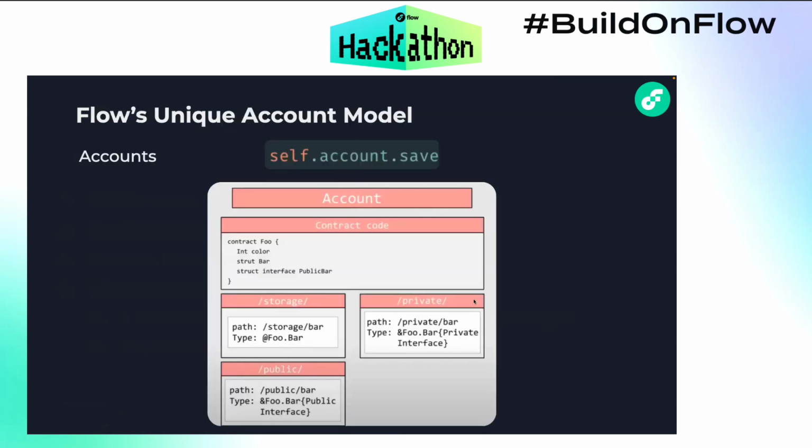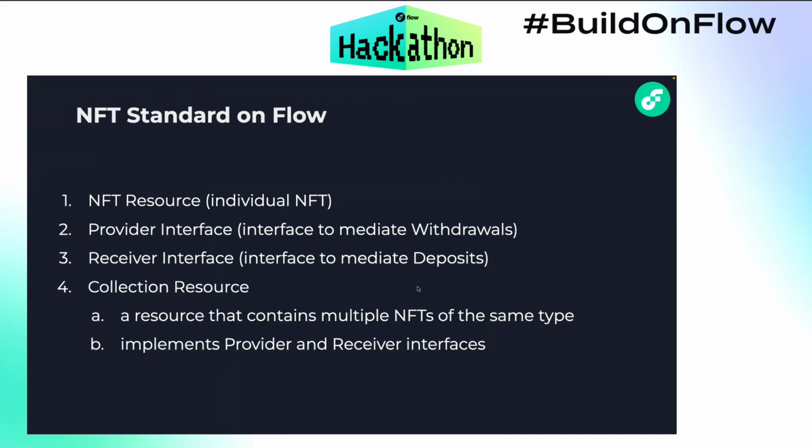So what happened is that you can now save data into your Flow account storage, where certain data tied to your account is private and only you can access it. And then other data tied to your account is public and anybody on the Flow blockchain can access it and look at it.